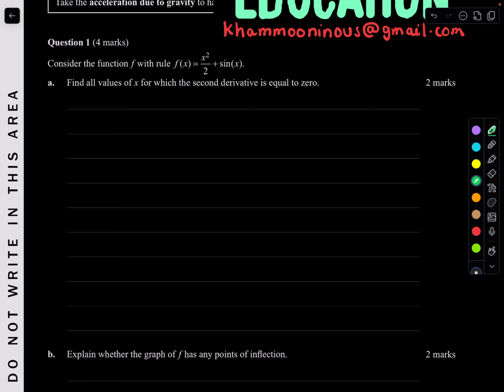Question 1. Consider the function f with the rule of f of x. Find all values of x for which the second derivative is equal to 0. Alright, not hard. So let's derive it. Let's find its double derivative.